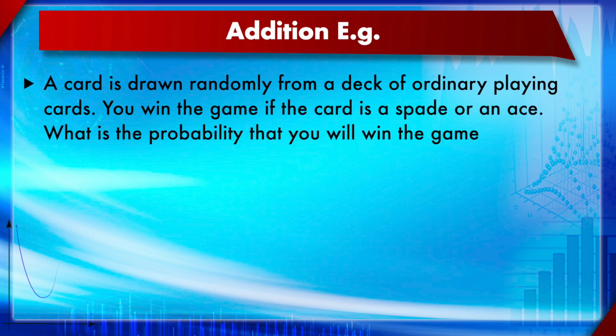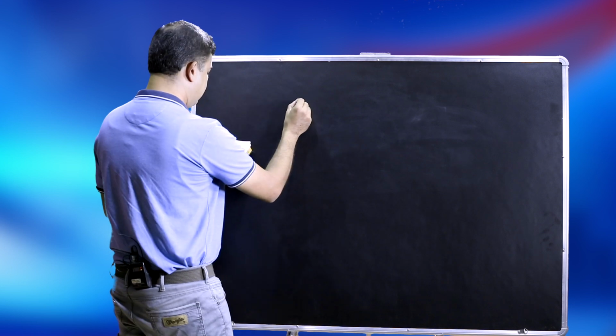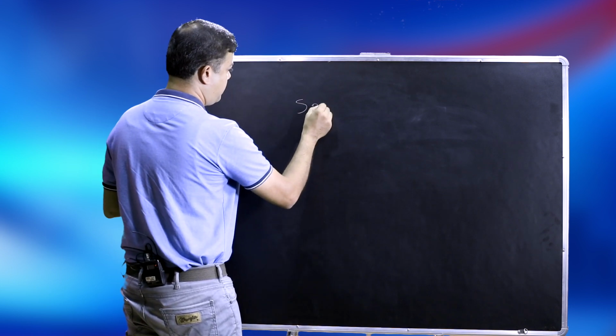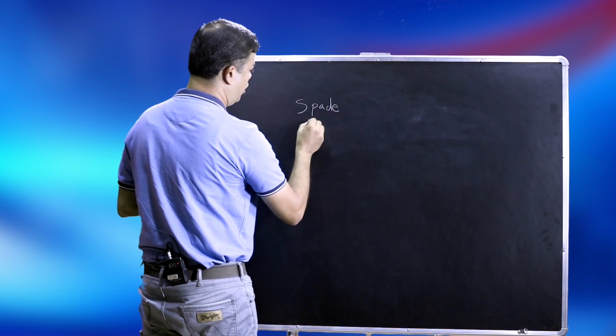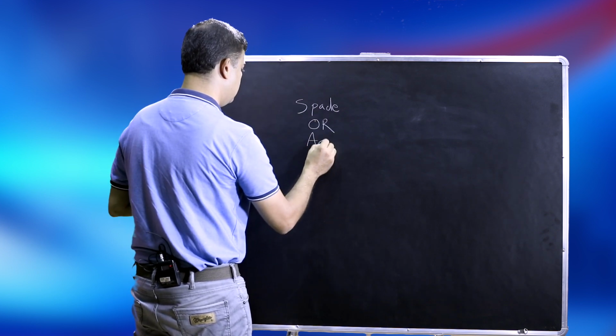A card is drawn randomly from a deck of ordinary playing cards. You win the game if the card is a spade or an ace. So what is the probability that you will win the game? So the question here is to get the spade or ace.